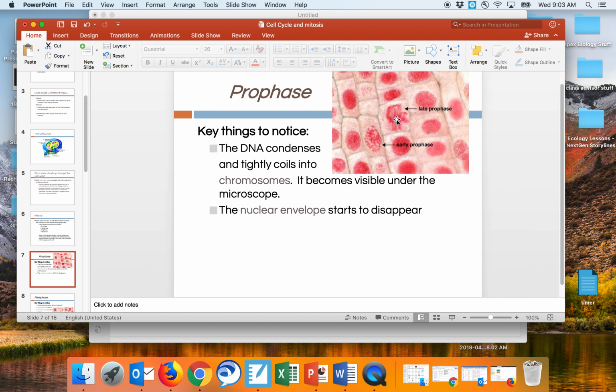And also the nuclear envelope starts to disappear. So the nucleus has a bit of a shell around it. It's called the nuclear envelope. And so for a cell to divide, we've got to let the DNA move and spread out. And so that shell around the nucleus dissolves, and you don't see a defined circle anymore like you do in these other ones. It disappears, and then the DNA can spread out.